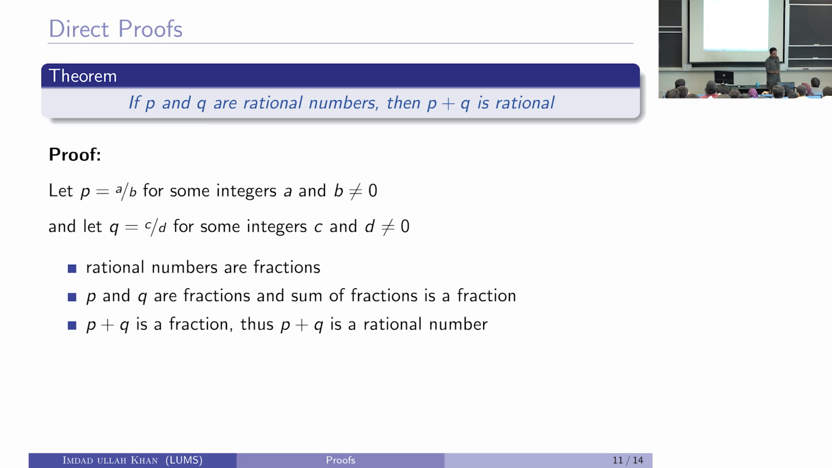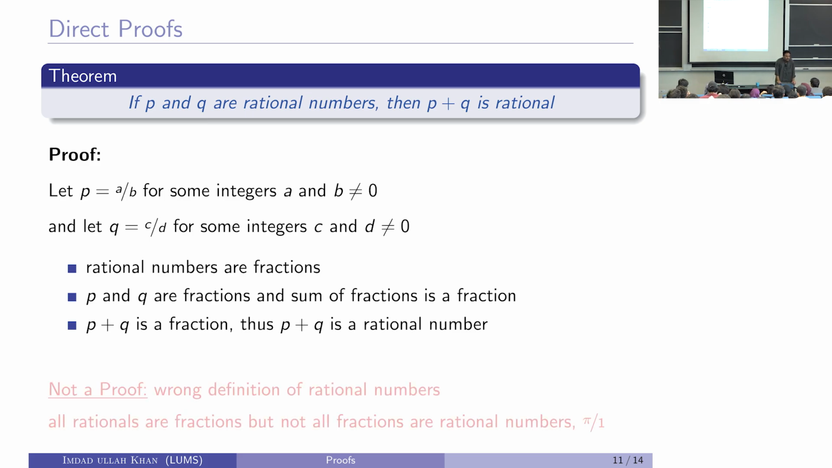So the mistake we made is that we used the wrong notion for rational numbers, right? Every rational number is a fraction, but not every fraction is a rational number, right? Is pi over 1 a fraction? Pi over 1 is a fraction, right? So if I add two fractions, I could be adding pi over 1 plus pi over 1. What do I get? I get 2 pi over 1, which is not a rational number, right? It's not an integer divided by another integer, right? So using fractions is not the right thing, even though this is the right idea for a proof actually. So let me try to do another thing.